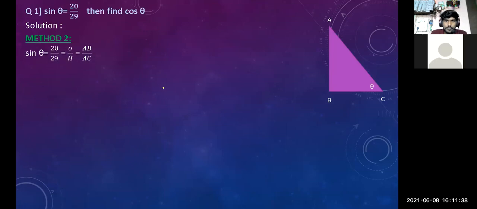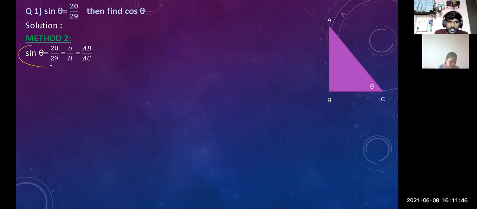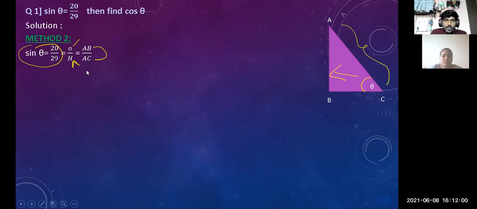Now sine theta is opposite upon hypotenuse. Sine theta is 20 upon 29 is given in the question, but we know sine theta is opposite upon hypotenuse. And from this figure, opposite is AB, hypotenuse is AC. That is why I'm writing here AB upon AC. First statement is clear? If sine theta did not have any value, it would be AB upon AC only. It's just that we are writing what all is given.